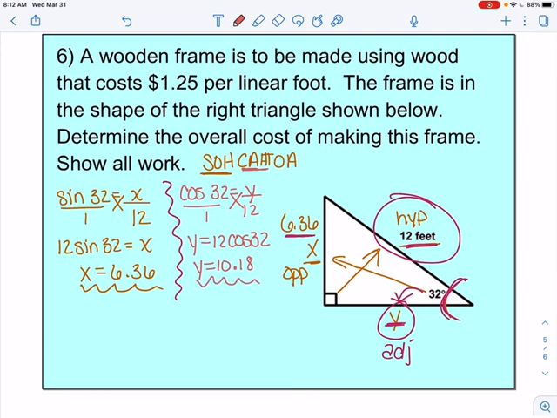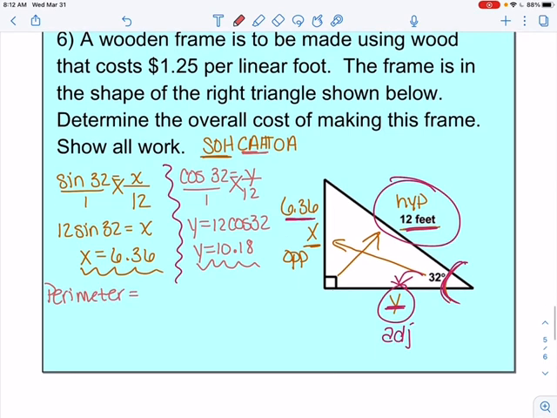So now the next thing I need to do is find the perimeter. For the perimeter, we're going to add all of our sides together. So our sides here are 12 plus 6.36 plus 10.18. And when you add all those together, you should get an answer of 29.17. So there's your perimeter, but I'm still not done because they wanted to know the cost.